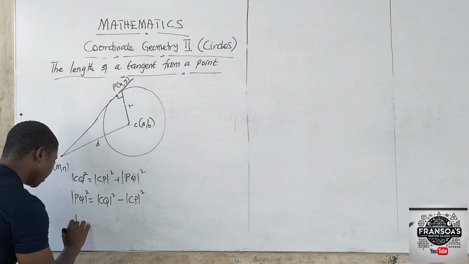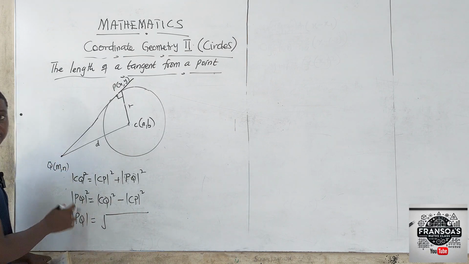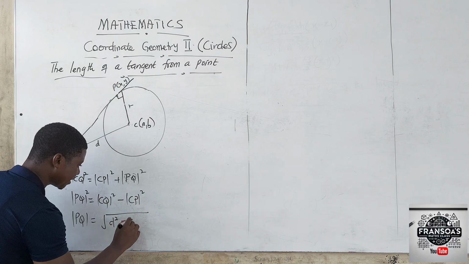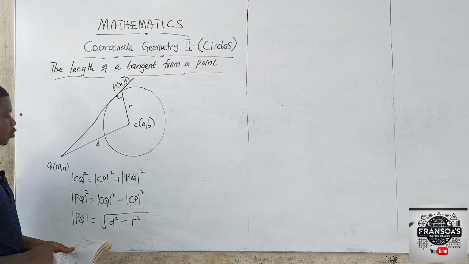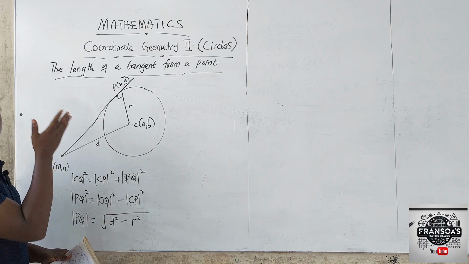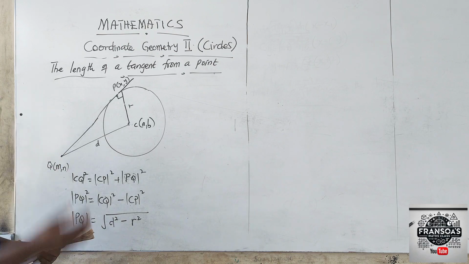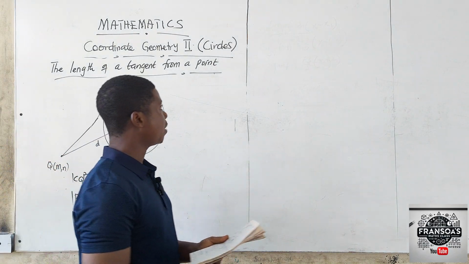So we can have PQ given as the square root, of course we find the square root on both sides, of D squared minus R squared. This is how we are going to find the distance or the length of the tangent, depending on the points or the values given. So let's pick a question and see how we'll go about it.